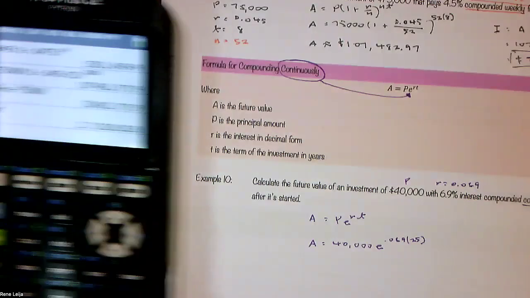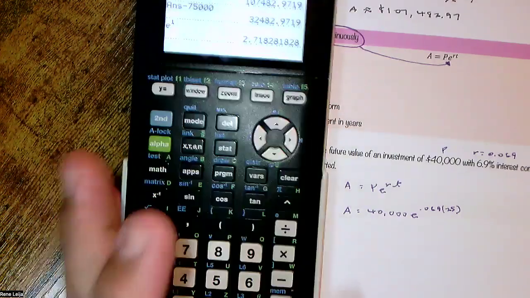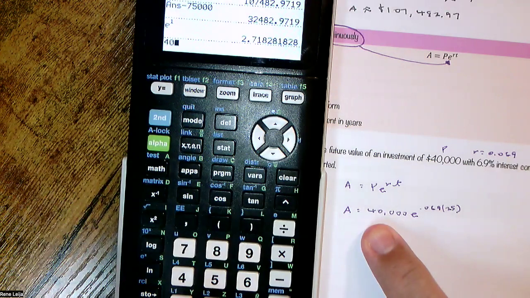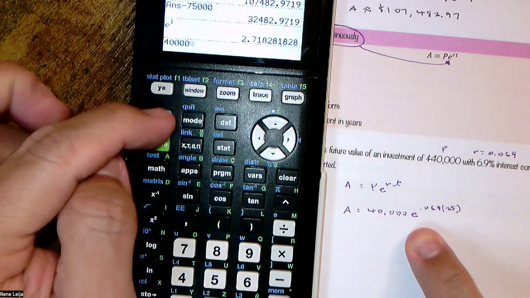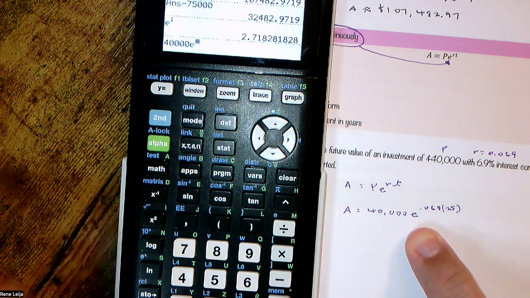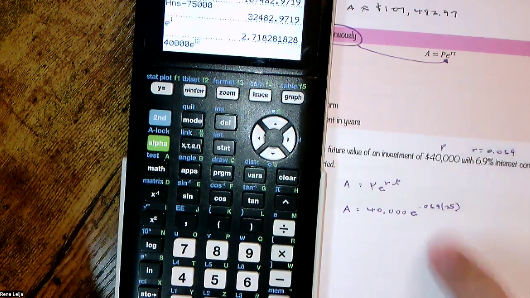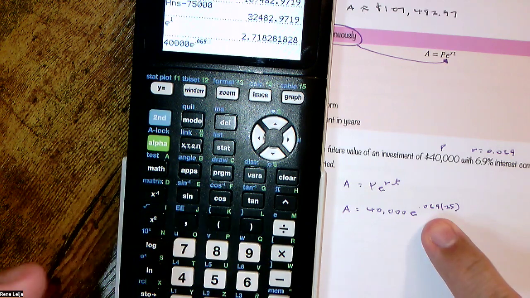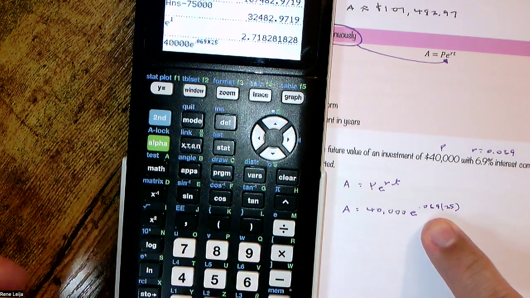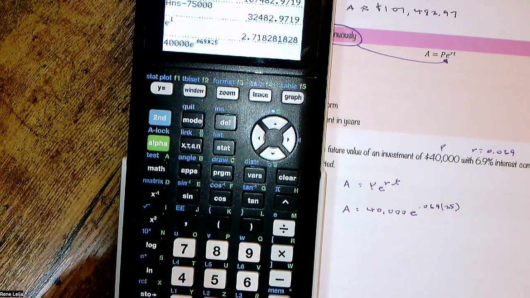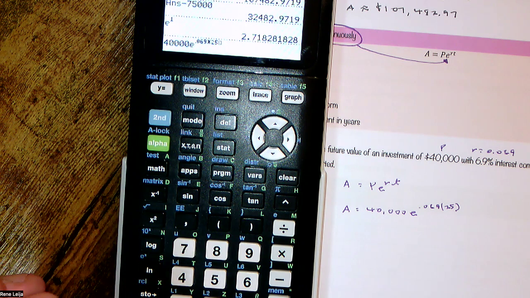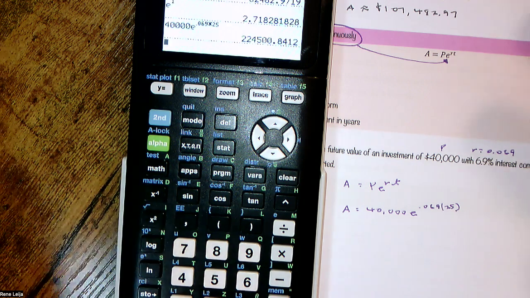Okay, now here's how we use it. We're going to crunch in 40,000 times E. So that's second LN, so I get my E, and then the exponent is going to be 0.069 times 25. Again, TI-83 users, once that exponent block pops up, open your parentheses and type everything that you need to type in for your exponent, and then close it. Okay. All right, and there's our amount.